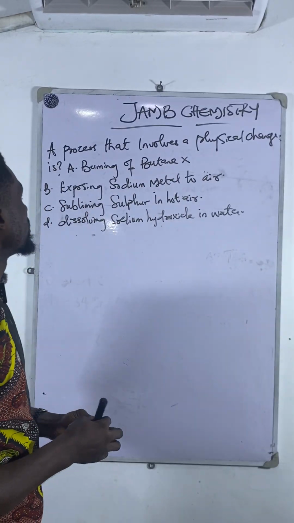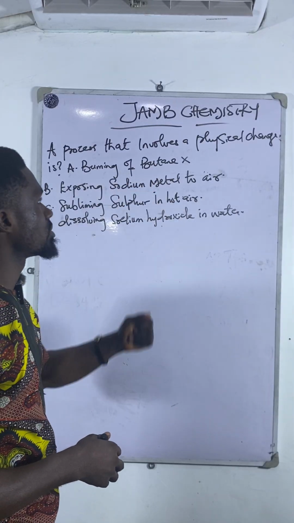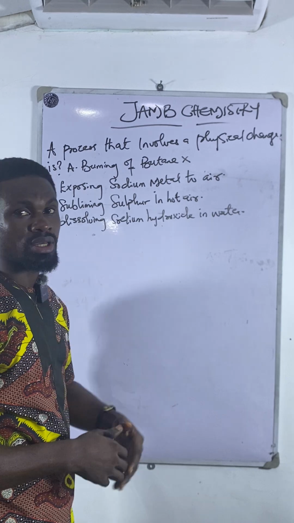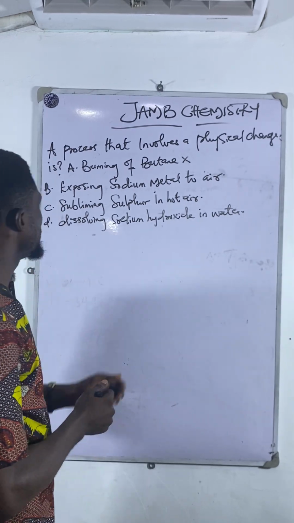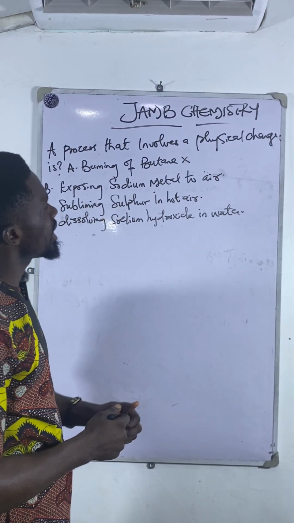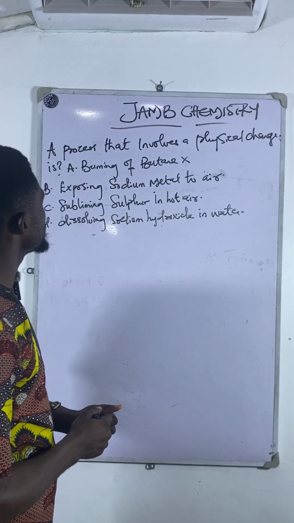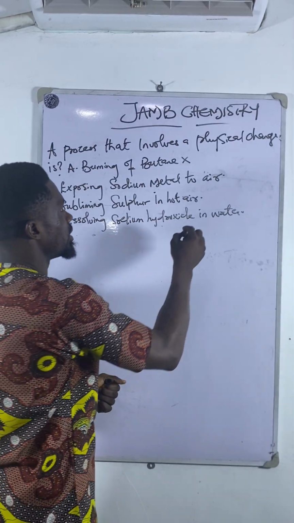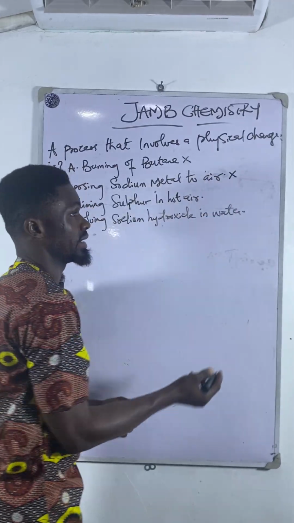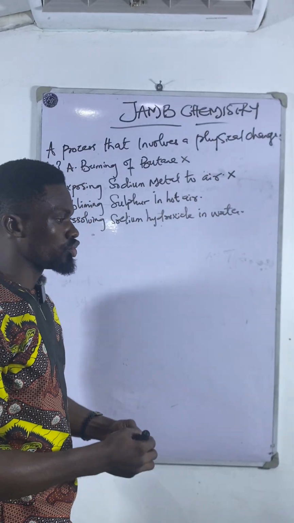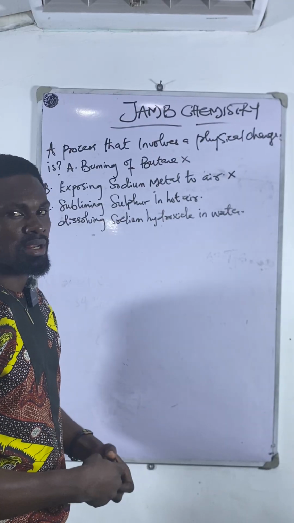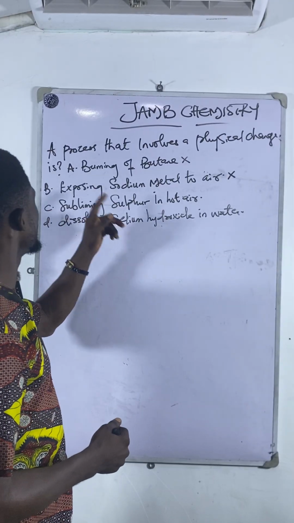When you burn a hydrocarbon, something like butane or the alkane family, you find out that CO2 and water are being produced. So B, exposing sodium metal to air. Exposing sodium metal to air is actually going to form sodium oxide, because it's going to react with oxygen to form sodium oxide or even hydroxide. Am I communicating? So B is not the answer.